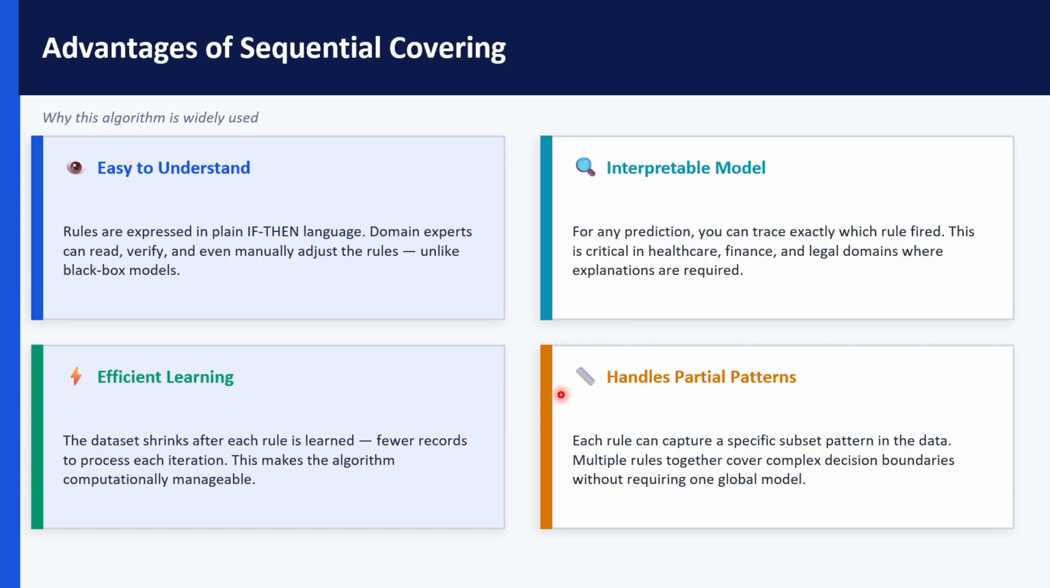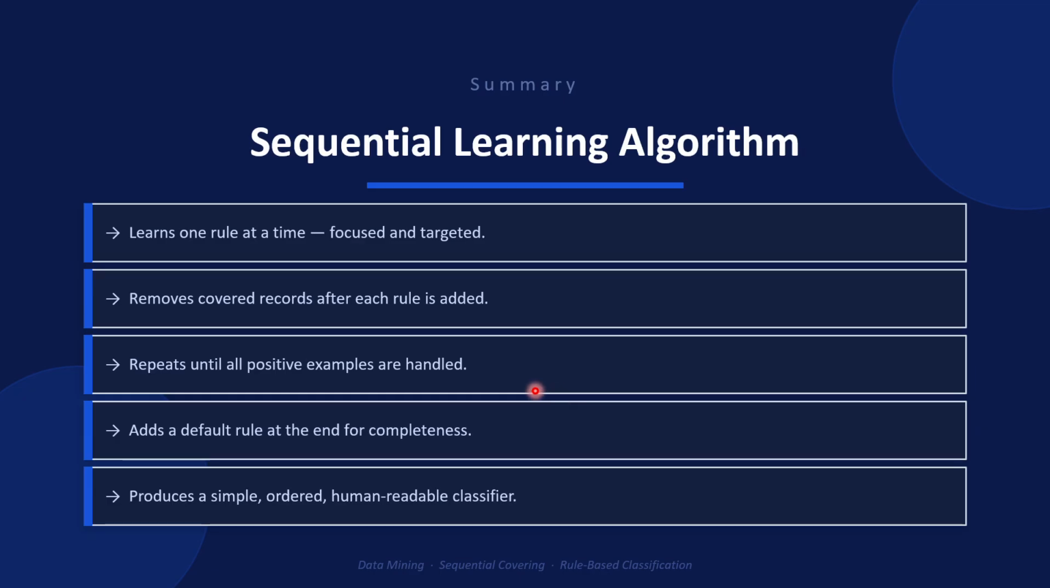The advantage of sequential covering is that it is very easy to understand, it is a very interpretable model and efficient in learning, and it also handles partial patterns in complicated cases. So in summary, the sequential learning algorithm learns one rule at a time, focused and targeted, and produces a very simple and ordered human-readable classifier.